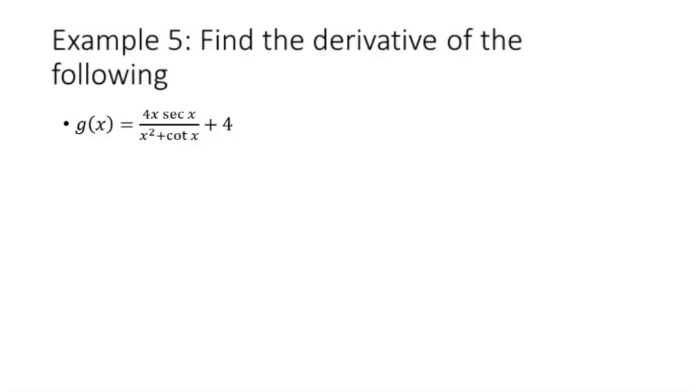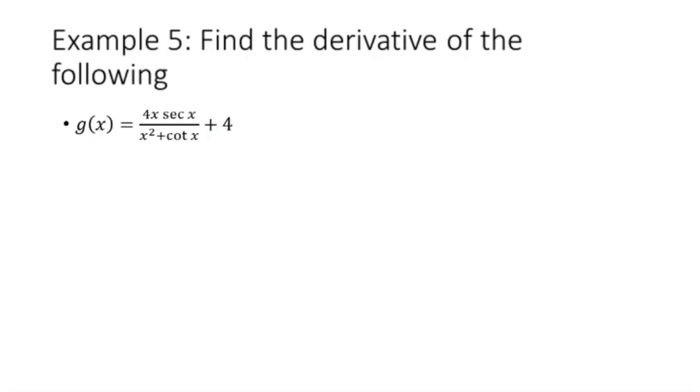Now we're going to take the derivative of g of x, which equals 4x secant x all over x squared plus cotangent x plus 4. This derivative is a little bit more challenging than the previous one. We have to think very carefully about which rules to apply to find the derivative of this function. To determine which rule to use, remember we want to use the order of operations backwards. Whatever the last operation we would use to simplify, that is the first derivative rule we would apply. Here, our last operation we would perform is addition. So we would apply the sum and difference rule.